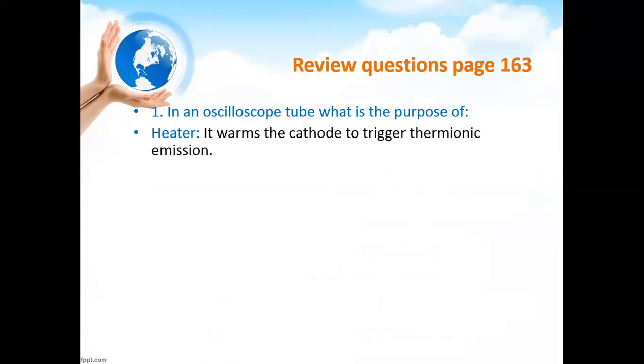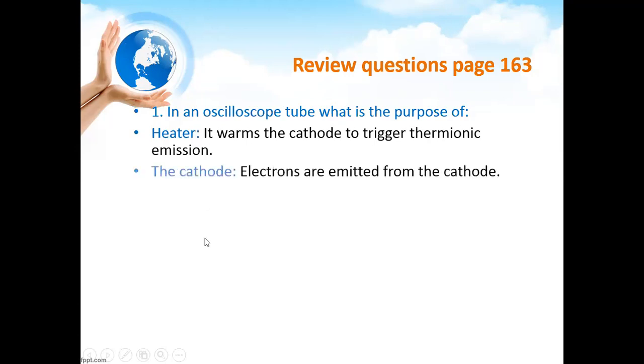The heater warms the cathode and triggers the thermionic emission. What was the thermionic emission? Thermionic emission is when a metal surface reaches a certain temperature, it will release electrons. So this is the thermionic emission. Basically, if the heater wasn't there, we wouldn't see thermionic emission. So the heater plays a very important role.